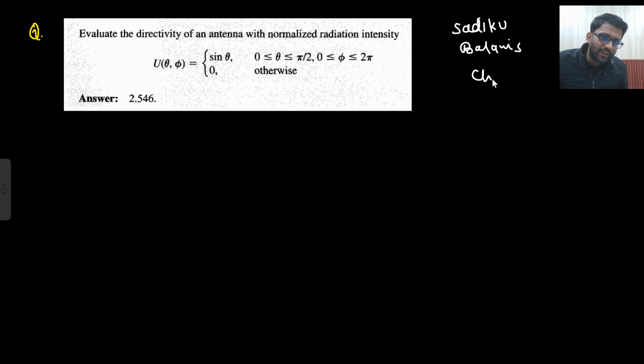And from where are we picking these questions? The previous question was from Sadiku. Some questions we are taking from Balanis, and some questions we are taking from Cheng. So these are solved and unsolved questions of these three textbooks. So these three we are following. Certainly we are not going to cover everything that is there in Balanis. We are certainly going to cover everything that is there in Sadiku, and most of the things of Cheng also we are going to cover.